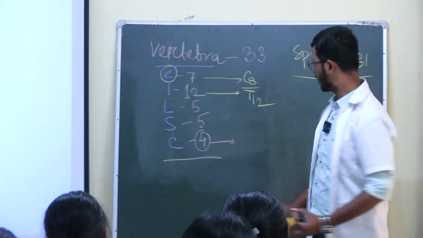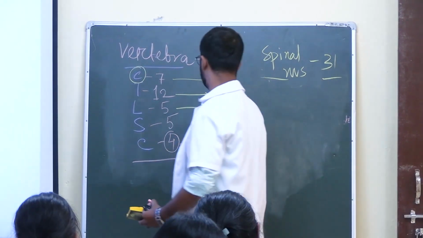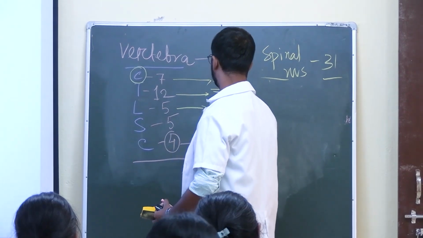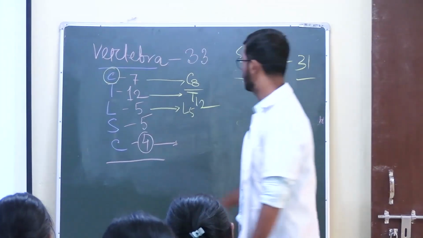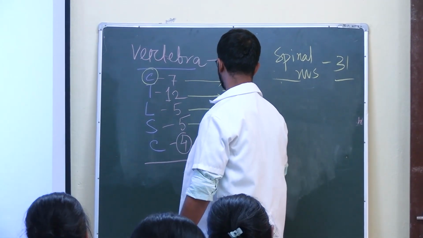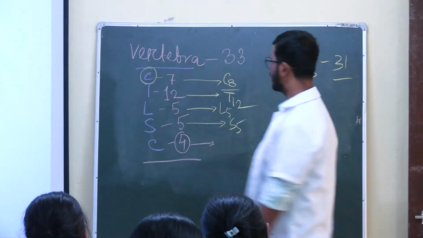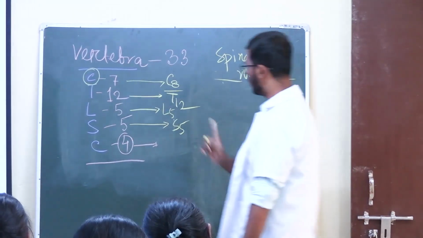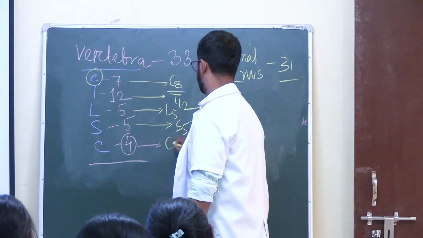Now a similar case is with our lumbar. In the lumbar region also we have 5 lumbar spinal nerves. In the case of the sacrum we have 5 sacral spinal nerves. But in the case of the coccyx we have only 1 coccygeal nerve.